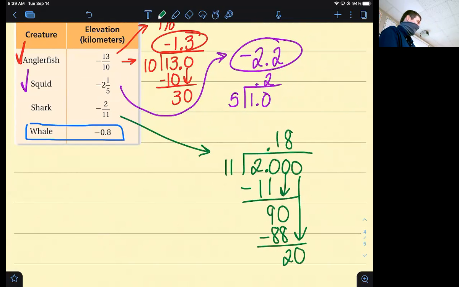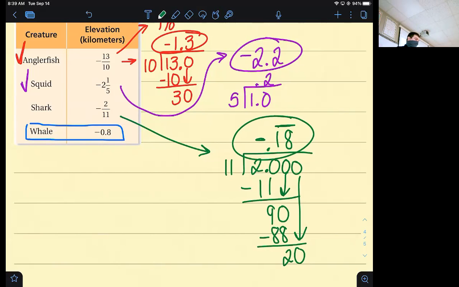Georgia, how many times does 11 go into 20? 1. What are you noticing? It's repeating. It's going to go back to 1. And then I'll ask Maddie, and it'll go back to 8, and back to 1, and back to 8. So this is going to be negative 0.18 repeating. And again, don't forget, anything in front of the fraction has to get copied down to being in front of the decimal. So there's my negative sign, and there's the shark. Is the shark deeper than the whale?